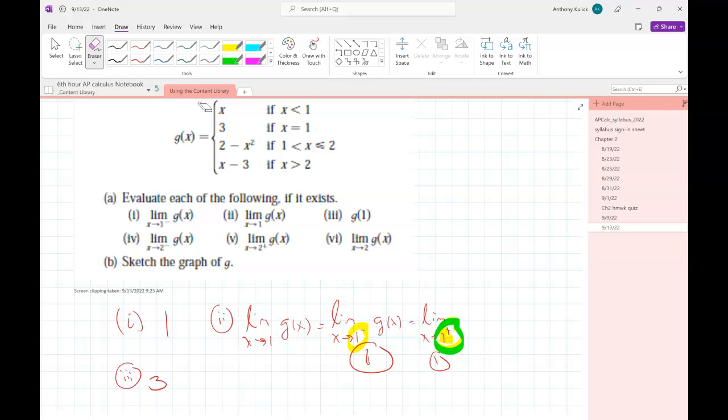The next piece is 2 from the left, so that's below 2. So I'm going to be over here. When I plug 2 in for that, I get 0. And when I go from the right, then I'll be over here. When I plug that in, I get negative 1.